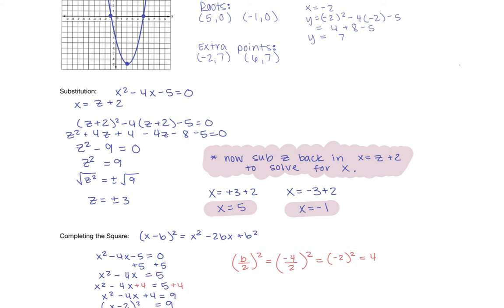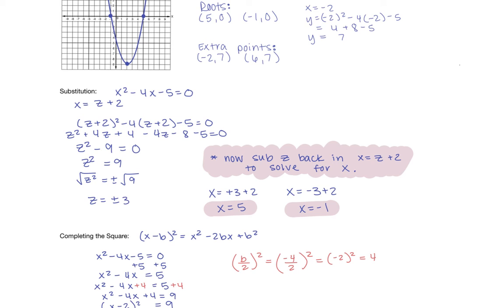When you multiply everything together, you get z squared plus 4z plus 4 minus 4z minus 8 minus 5 equals 0. Once you combine like terms, you get z squared minus 9 equals 0. Then you go ahead and add 9 to both sides. So you get z squared equals 9.